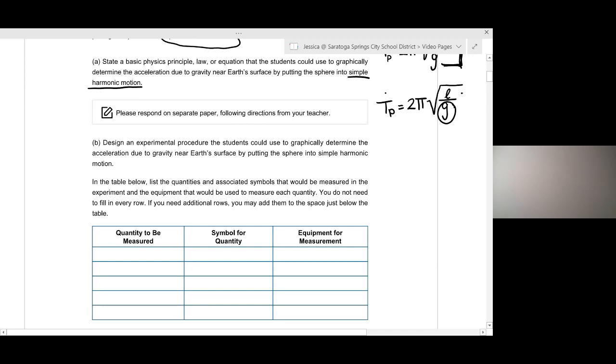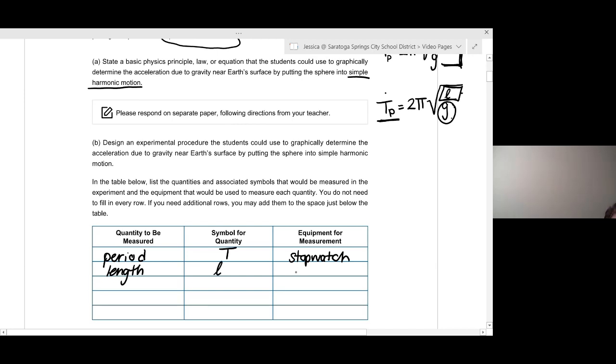So like I said, we're looking for g, which means the two things we're going to measure is period and length. So quantity to be measured, period. Its symbol is T, and we use stopwatches to measure period. Okay. And then we also need length, which we measure with a symbol L, and we measure that with a meter stick.